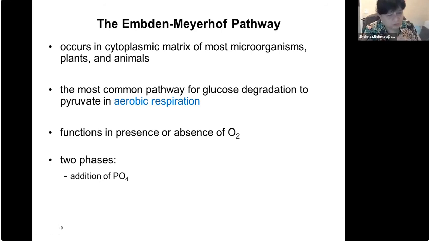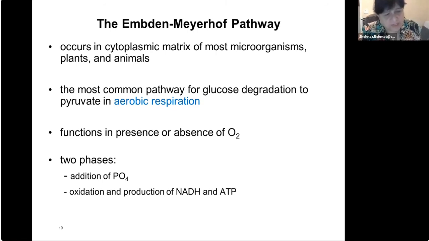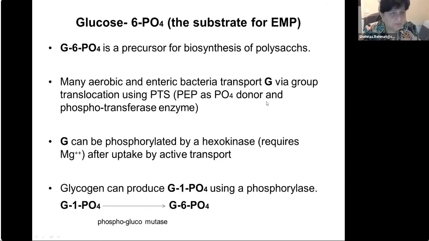Now, there are two phases that we see in the Embden-Meyerhof pathway. I like to cut it into two phases for us. One is when you're adding phosphates to your glucose or whatever the intermediate is. So you're adding phosphate in the first phase. That means you're providing energy into it first, and then oxidation and production of NADH and ATP will be in the second phase. So we look at it in two phases. So what is the precursor, or what is the substrate for EMP?